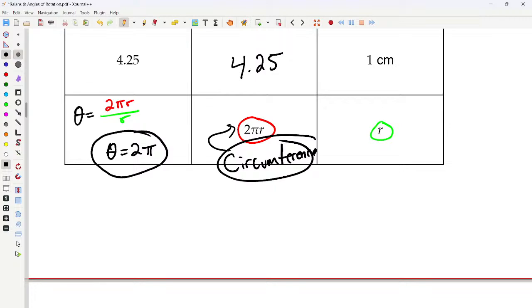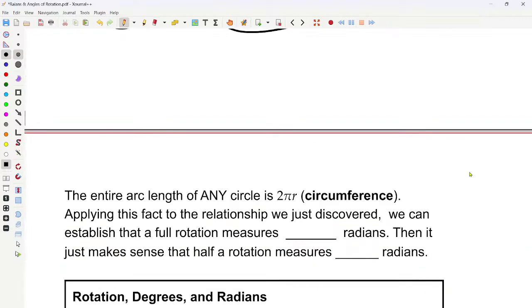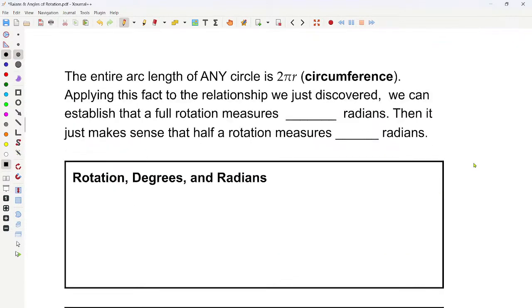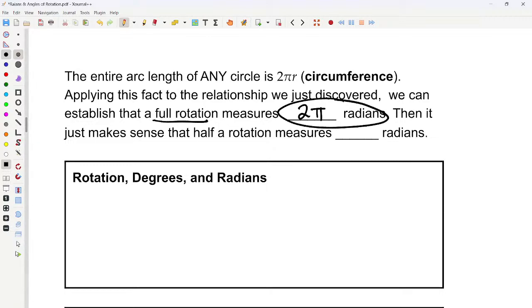We say that's 360 degrees, because we are on Earth. So I don't want us to walk away saying, oh, I can't use 360 anymore. No, 360 is one rotation. 360 degrees is our degree measure, and we've now said, in terms of radians, it's 2 pi. The entire arc length of any circle is 2 pi r, called its circumference. Applying this fact to the relationship we just discovered, we can establish that a full rotation measures 2 pi radians. One rotation, 2 pi radians.